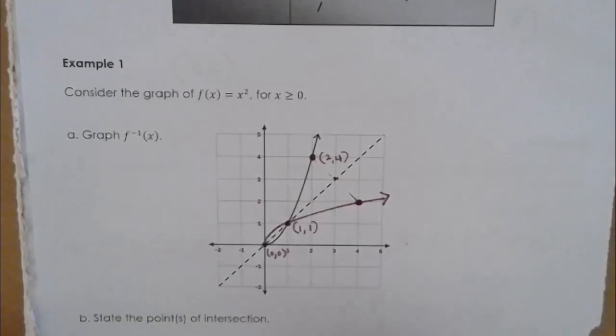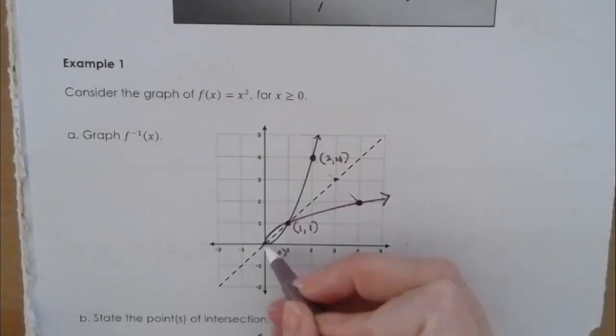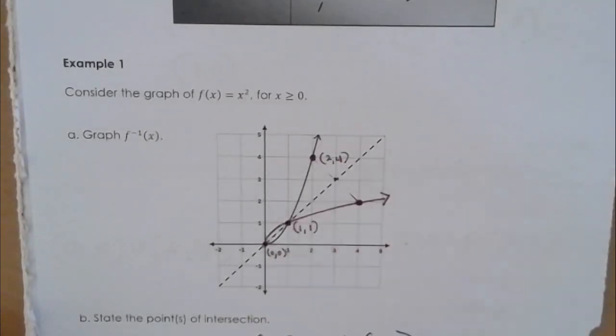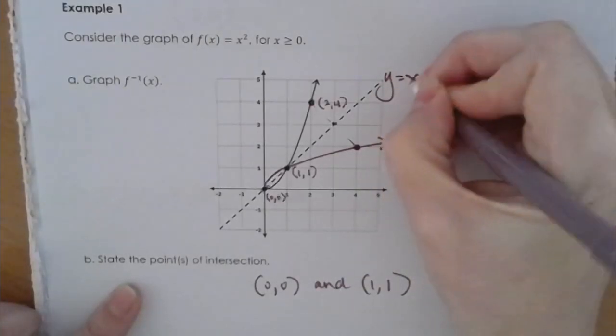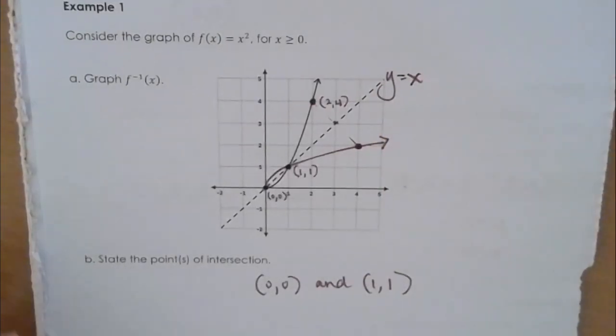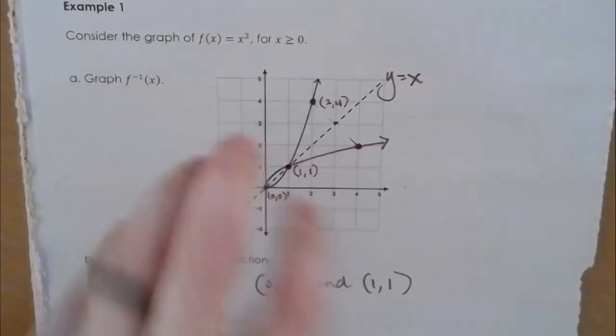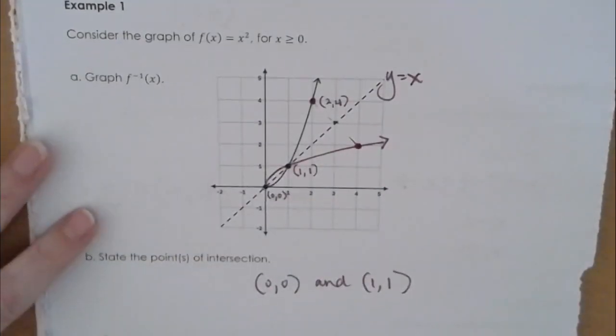State the points of intersection. Well, those are 0, 0 and at 1, 1, just like you can see. They intersect each other right here. And the intersection is always going to be on that equation y equals x. That's where your points of intersection happen between your original function and your inverse function.